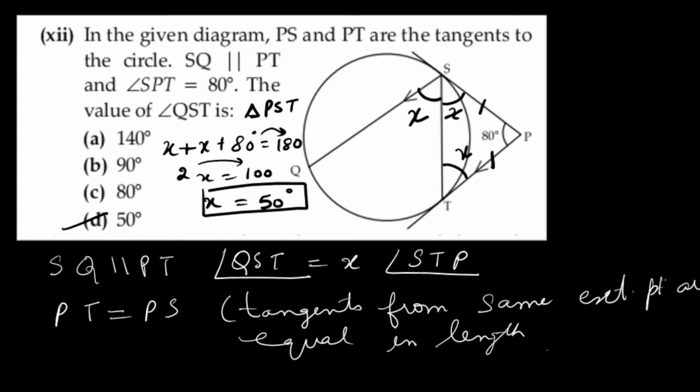So both concepts: first is the concept of parallel lines, which should always be there in your mind. Another is the concept of tangents, where we have done only 2-3 concepts. With the help of that, and moreover you should know that this is an isosceles triangle. Okay, so the 12th question is done. Let's do the next question.